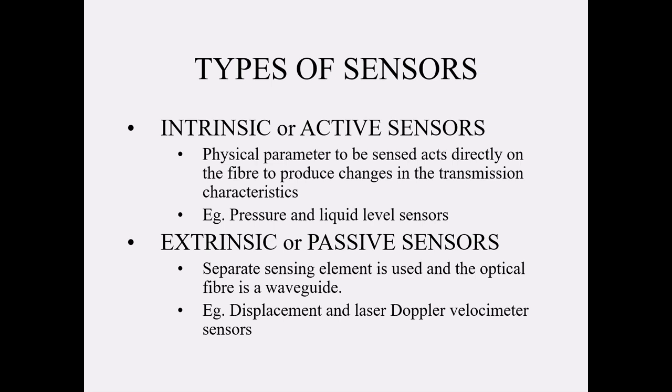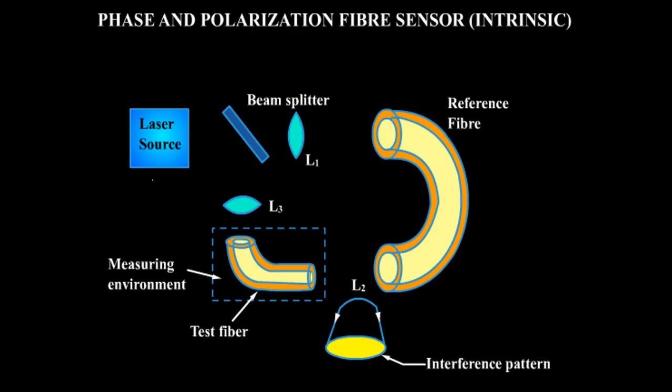The other type of sensor is the extrinsic or passive sensor. Here, a separate sensing element is used and the optical fiber acts as a waveguide. Examples of extrinsic sensors are displacement and laser Doppler velocimeter sensors. Now, we will see the intrinsic sensor. Here, we are going to study the phase and polarization fiber optic sensor.